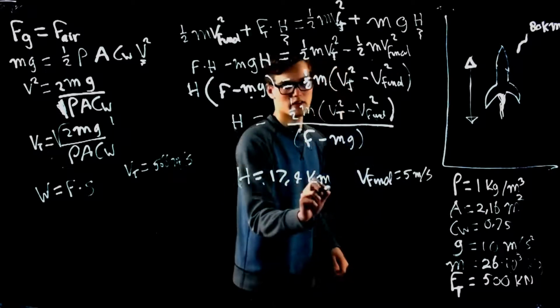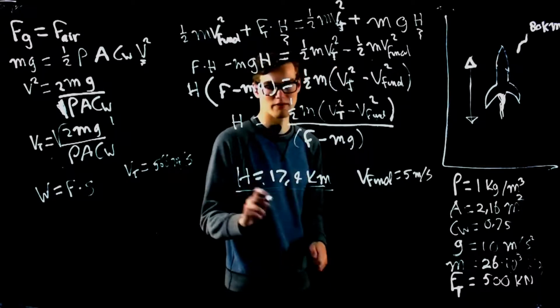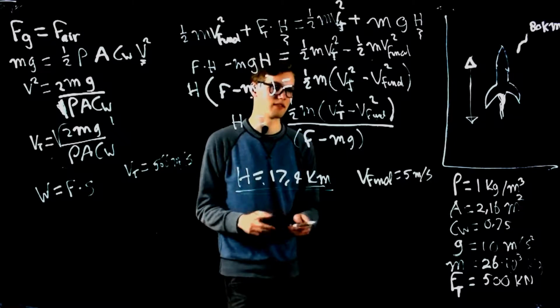So this is what we've calculated. At this height, the rocket should start firing a thruster to make sure it lands at a safe speed, which it hopefully won't explode.